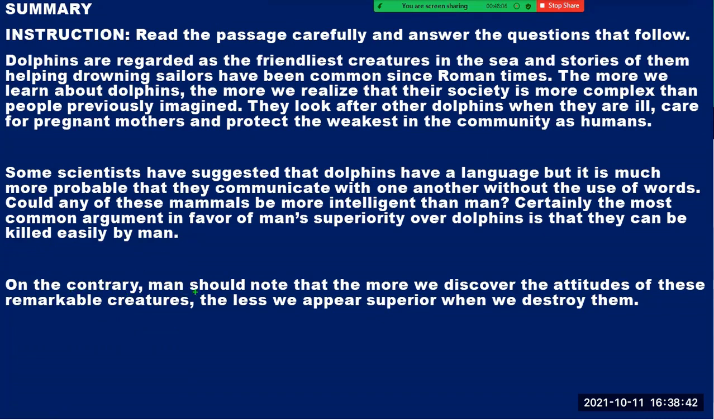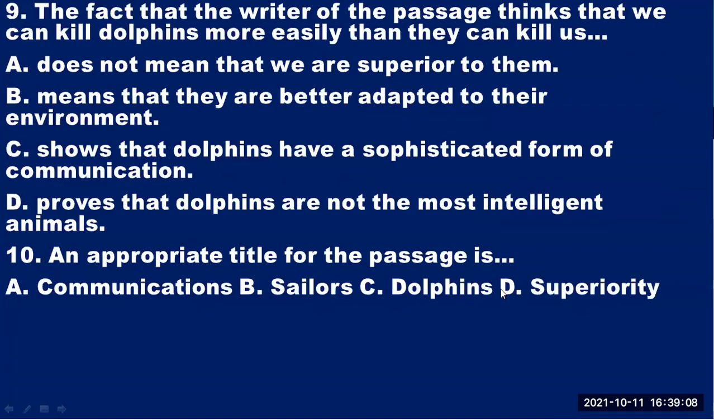On the contrary, man should note that the more we discover the attitudes of these remarkable creatures, the less we appear superior when we destroy them. So if we destroy them, that does not mean that we are superior to them. We have found exactly the evidence here. So we can beat our chest, and as we head back to the question, we can now beat our chest that the option we have picked is correct.